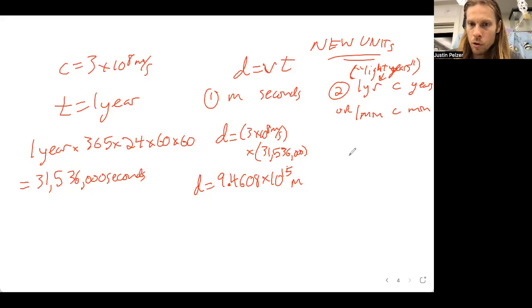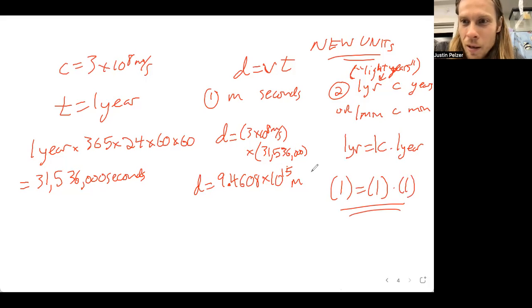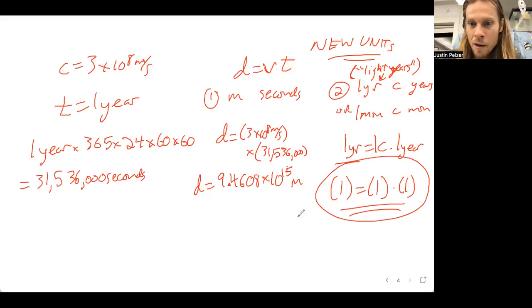So you can say distance is velocity times time like this, or you can say 1 light year is the speed of light times 1 year, where it's 1, 1, and 1, meaning you have 1 light year equals 1 c times 1 year. Which is easier? I'll leave that up to you, but I'm going with this one, right? So the new unit of distance is a light year or a light minute, and the new unit of velocity is in terms of c.